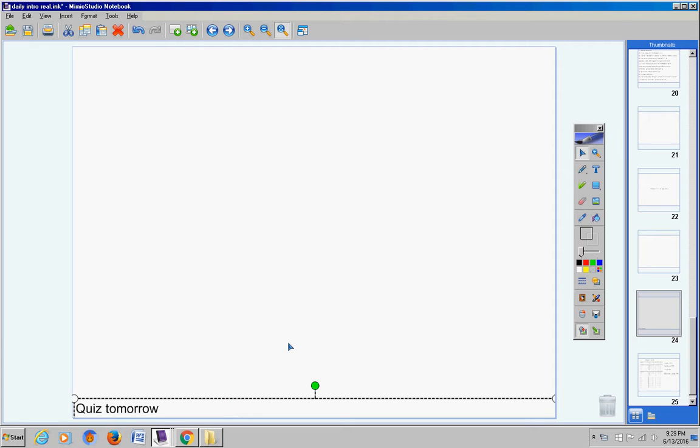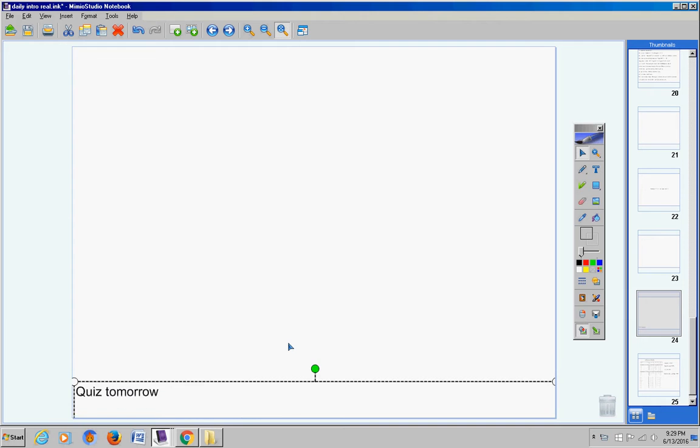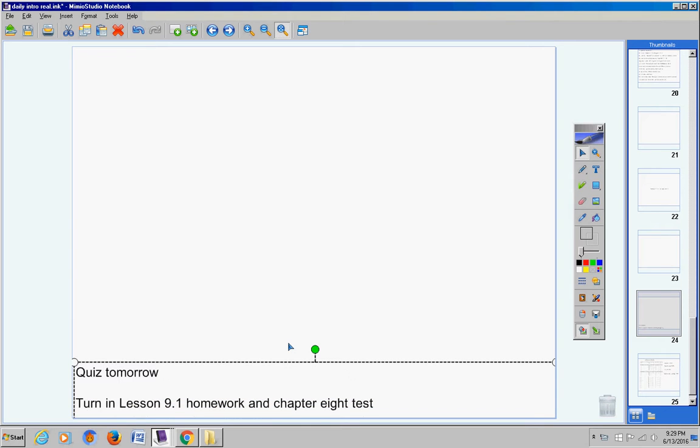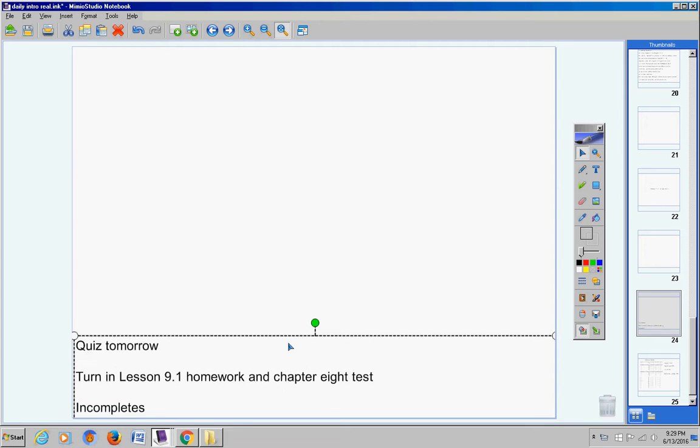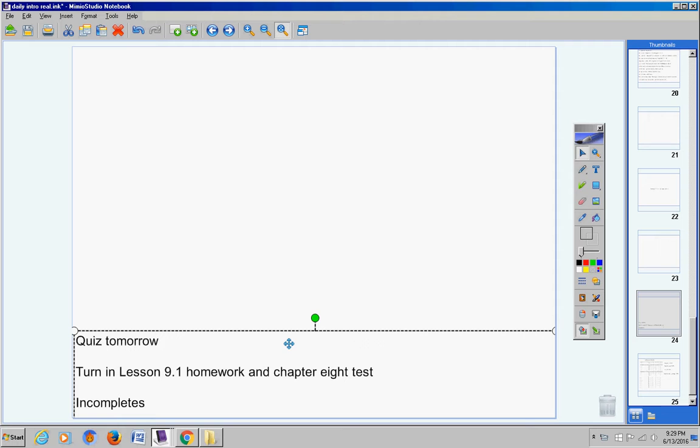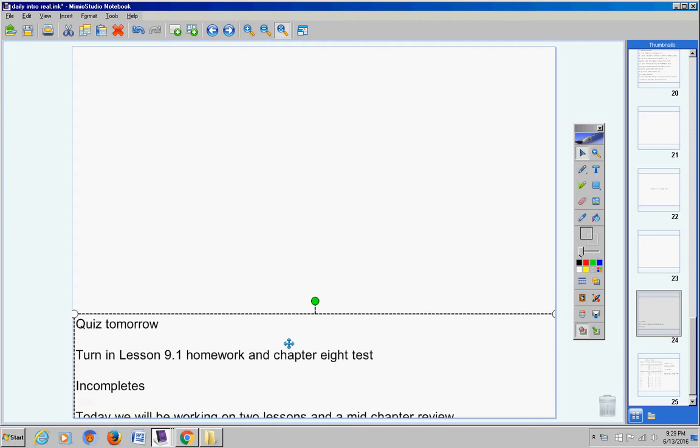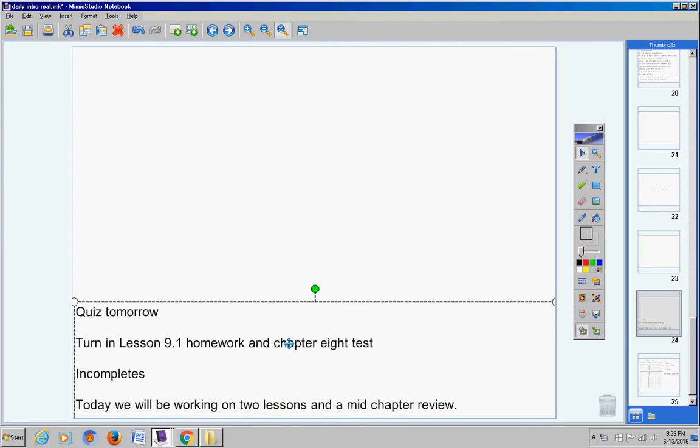We're going to have a quiz tomorrow, okay? A quiz tomorrow. At this time, please turn in your lesson 9.1 homework and also your chapter 8 test. Now of course, if your chapter 8 test is not turned into Berean yet, that's totally fine, but be sure and turn that in sometime. And please turn in your 9.1 homework from yesterday. Incomplete, you have none, so you're okay there. Today we will be working on 2 lessons and a mid-chapter review.